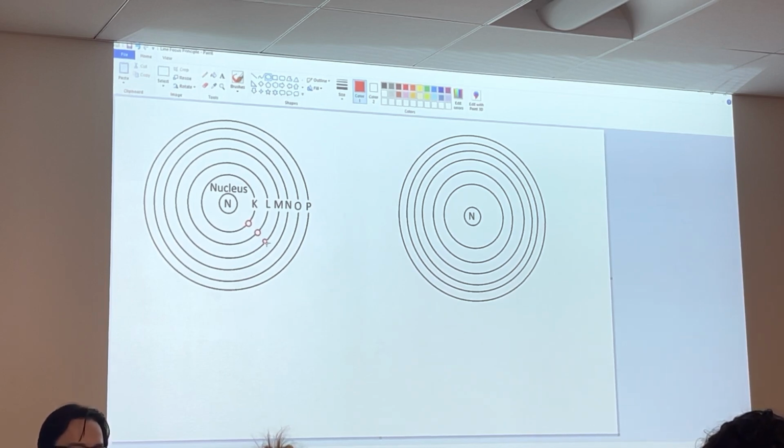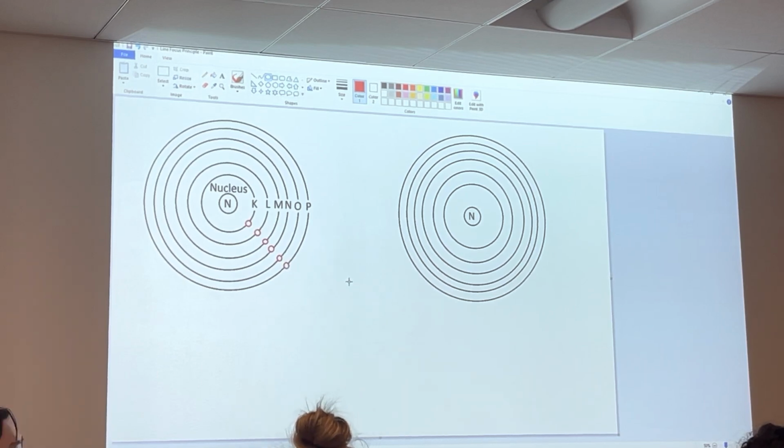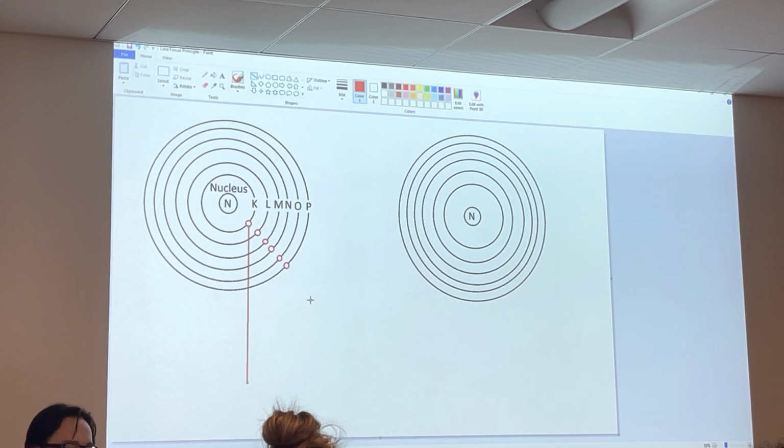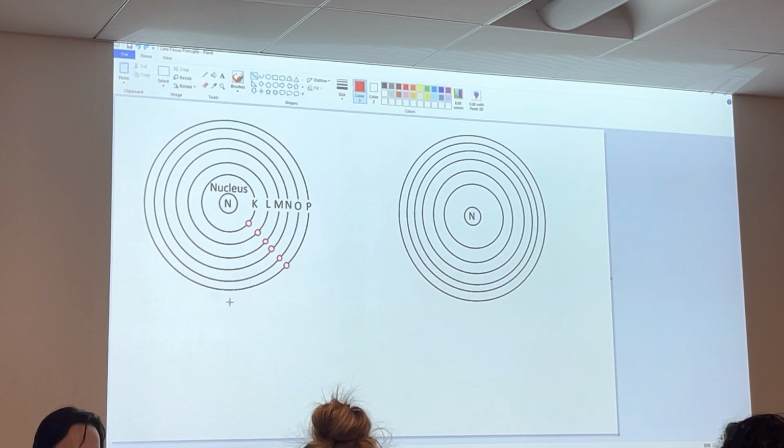Alright, so we've got electrons here. There's a lot of them, like 74 electrons. I'm not going to draw out all 74 electrons, so just have 6 electrons here right now. And so an incident electron comes in from the outside. Right, so an incident electron is coming in.